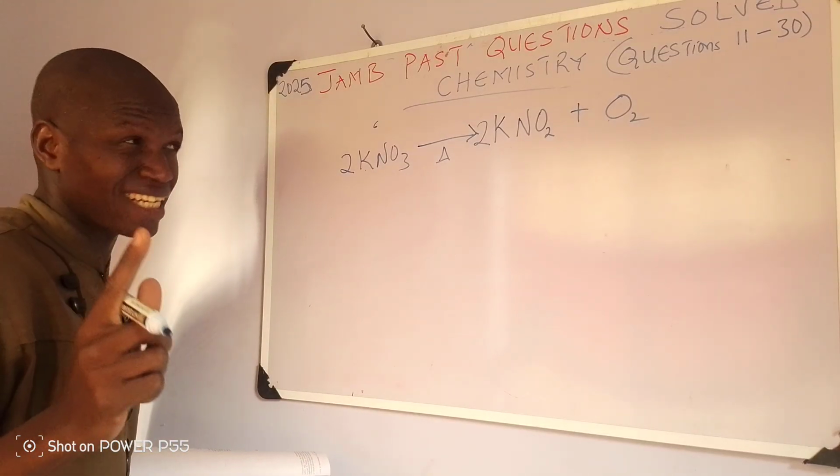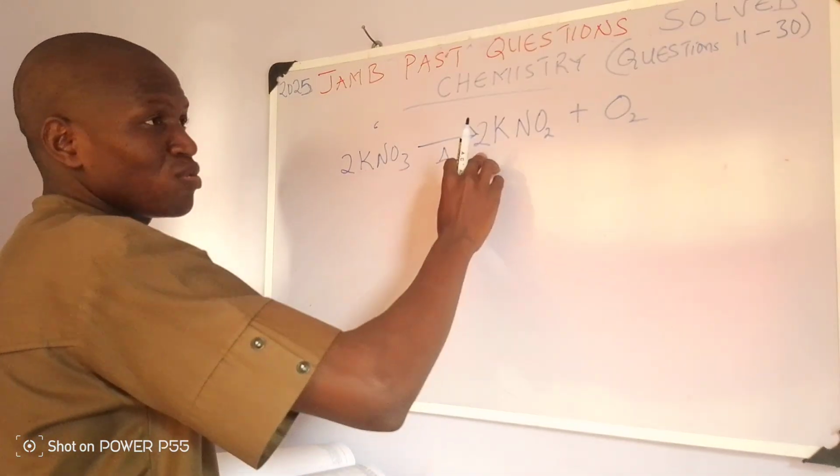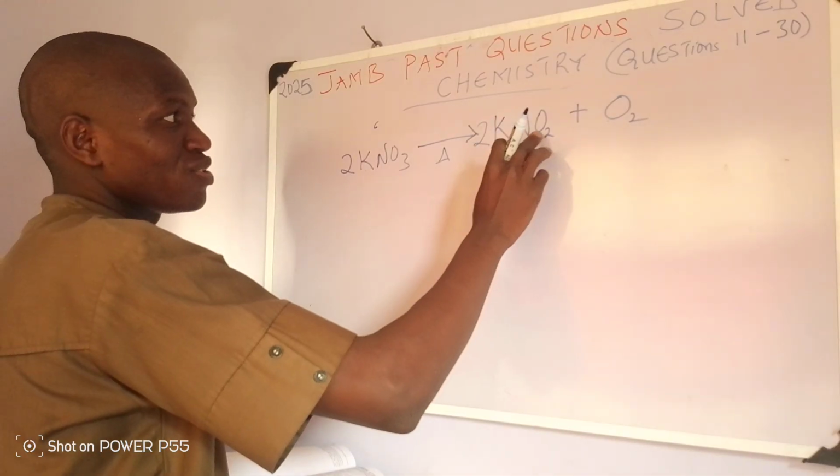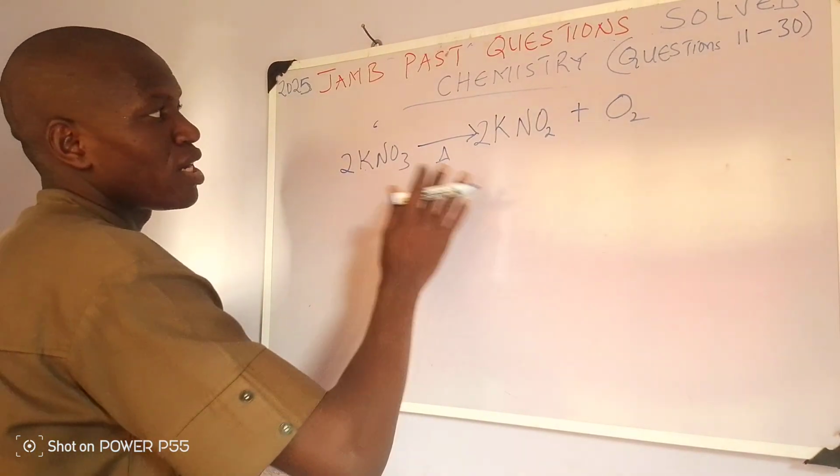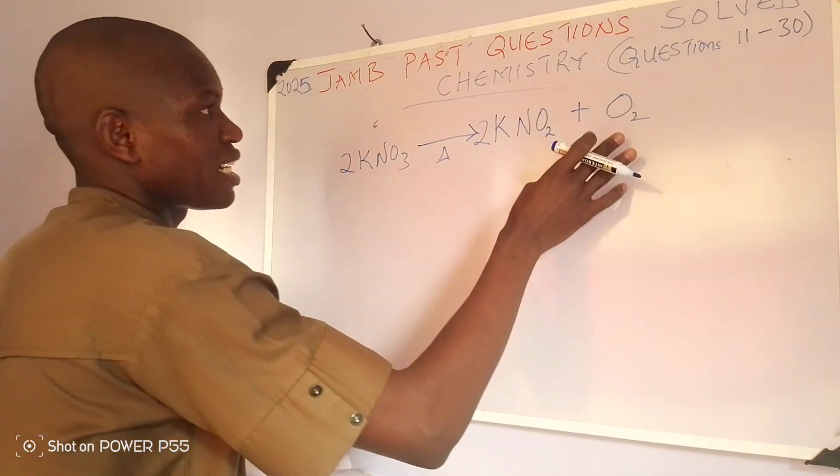Do you know what I did exactly? So instead of putting 2 here, just put it here. It will help you balance oxygen, nitrogen, and potassium. So if you count now, we have equal number on the product side and on the reactant side.